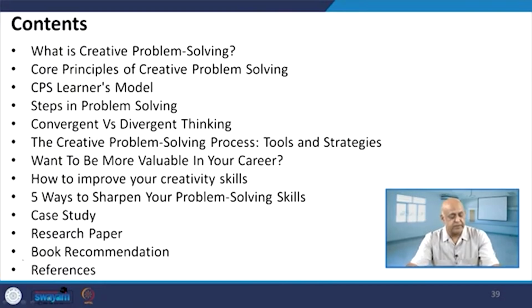Maybe the problems are interpersonal, or maybe personal or professional. So, how we can make use of this creativity trait, this personality trait, is what we will be discussing in this session. First, we have to understand problem solving; everybody understands that a problem has to be solved, so what is new in that? That is the creative problem solving that we will try to understand. Then the core principles of creative problem solving, the creative problem solving learner's model, steps in problem solving, convergent versus divergent thinking, the creative problem solving process, tools and strategies, how to be more valuable in your career, how to improve your creativity skills, and 5 ways to sharpen your problem solving skills, and as usual the case study, research papers, book recommendations and the references.